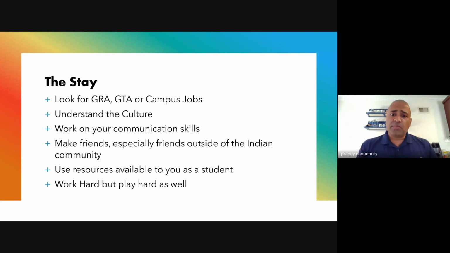Use resources available to you as a student. You're going to find a lot of resources here in US universities, a lot of events going on, a lot of things going on in college, a lot of fun activities, a lot of technical sessions. Use those resources, get involved, go out, work hard, but play hard as well. Take time off on the weekends, say Sunday, enjoy something you like to do, go for a hike, go play a sport, go try a restaurant, whatever you want to do, but make sure you spend some time to take care of yourself and enjoy.